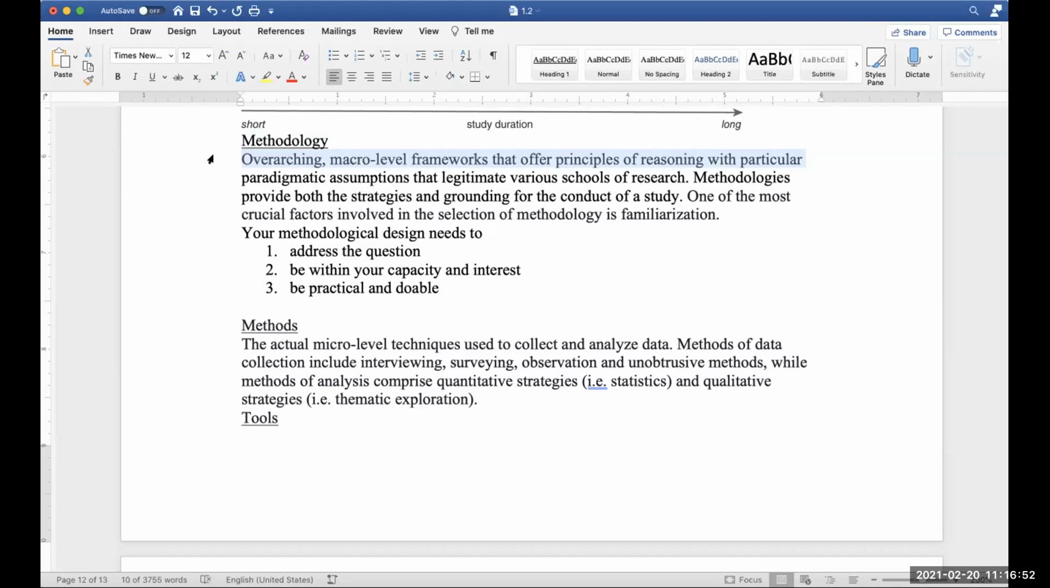Overarching macro level frameworks that offer principles of reasoning with particular paradigm assumptions are legitimate various schools of research. Methodologies must provide both strategies and grounding for the conduct of the study. One of the most crucial factors involved in the selection is familiarization. So your methodological design needs to address the question, be within your capacity and interest, be practicable and doable.